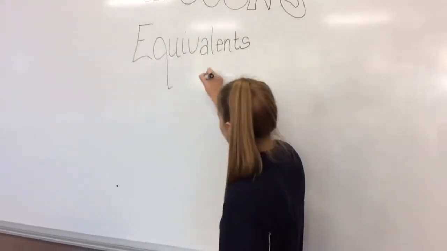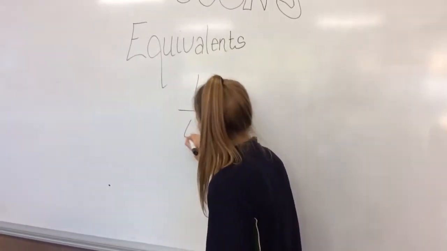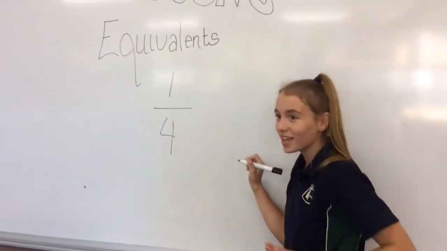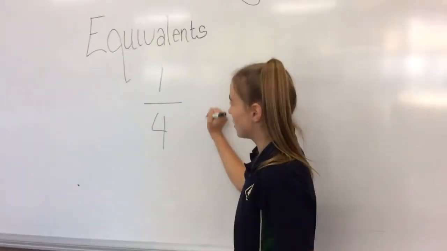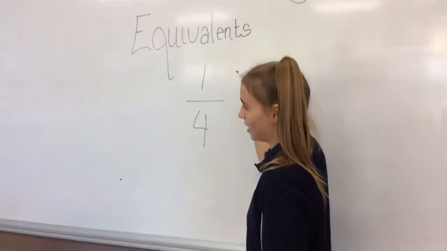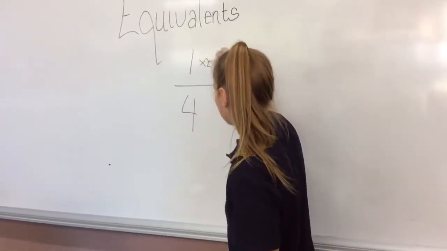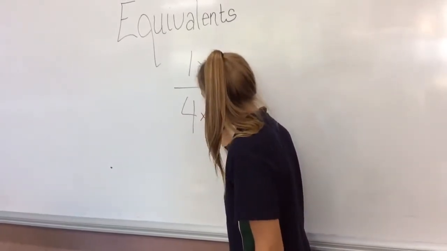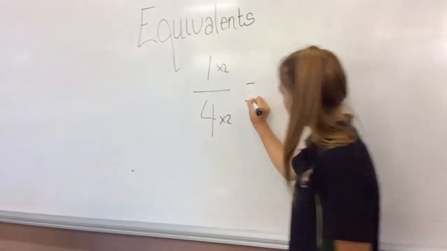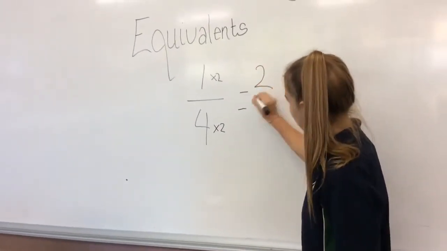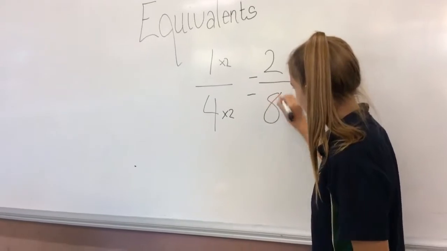To find an equivalent fraction, okay, so I have 1/4 here, and then to find an equivalent fraction, we have to times it or divide it by a number. So if I times this by 2, I have to do the bottom the same. So that equals 2 eighths.